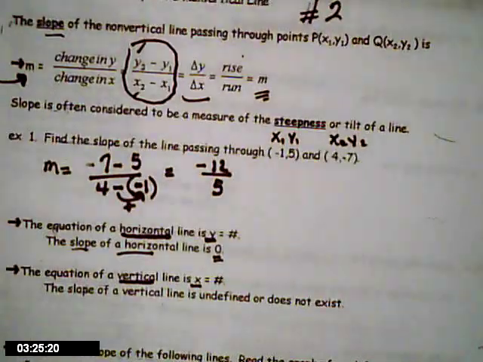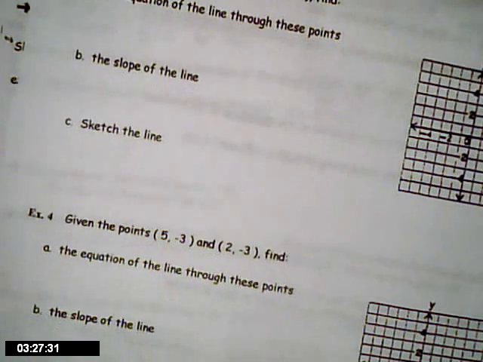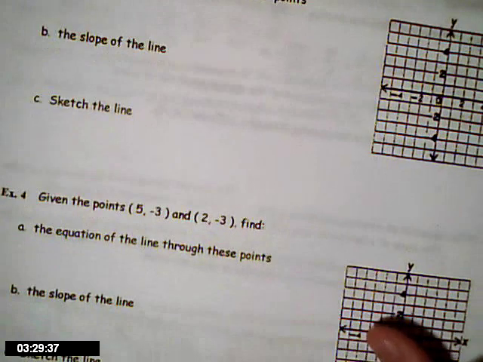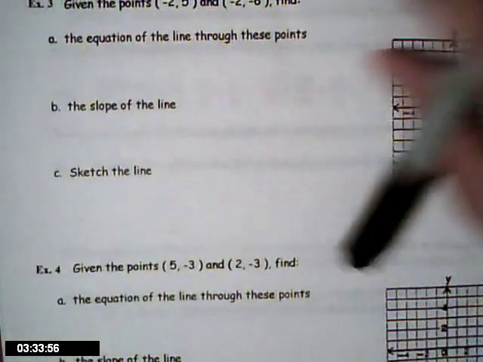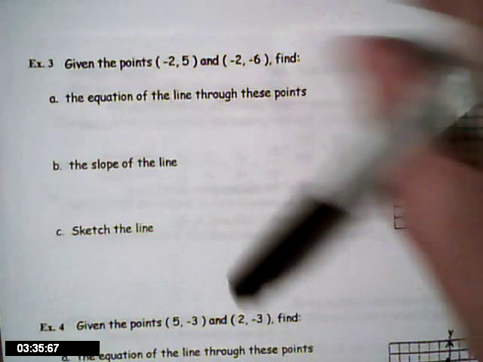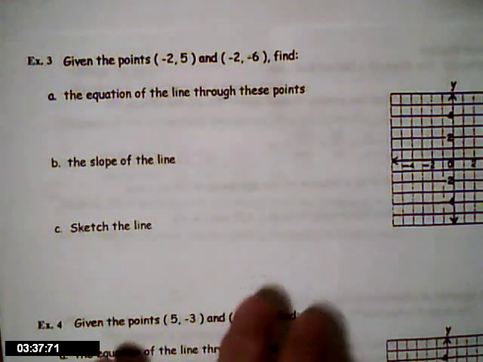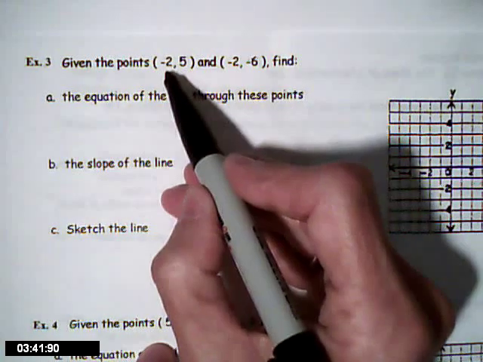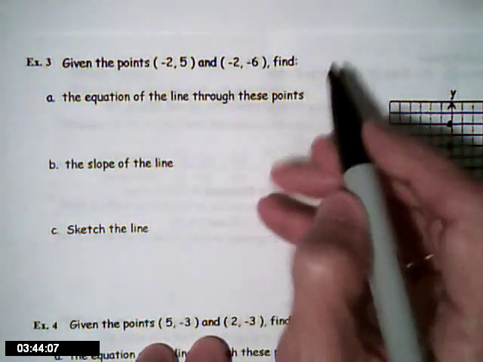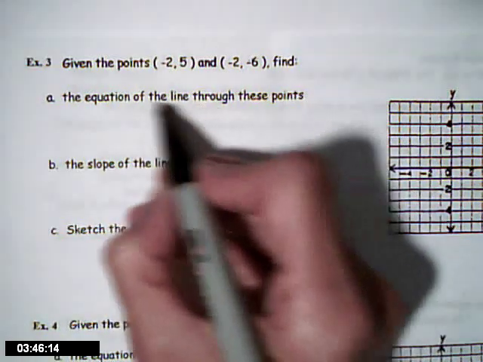Okay, we're now going to look at a couple of examples. These next two are kind of tricks, but if you know them, they're going to save you a lot of time. They won't happen a lot, but they will happen. Given 2 points, and here are your 2 points, negative 2, 5, negative 2, 6. Find the equation of the line.